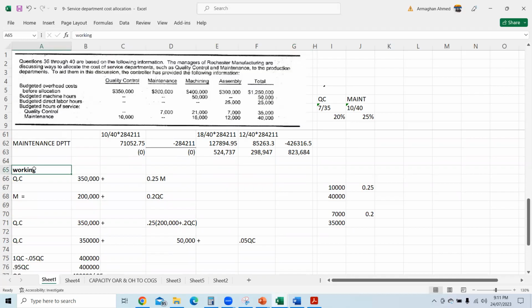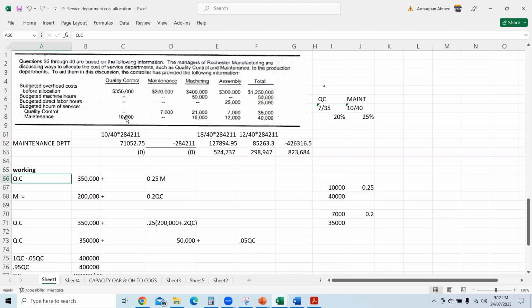All right. See, how much is the quality control own cost? 350. It will receive some cost of maintenance, right? How much maintenance cost? 7,000 hours out of total 35. Agree? So quality control, sorry, will receive maintenance of 10,000 out of total 40,000. Agree? So, 10 over 40, right?